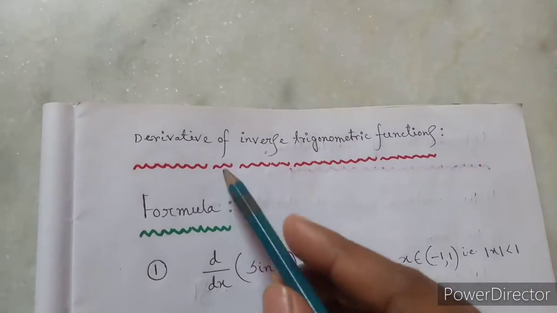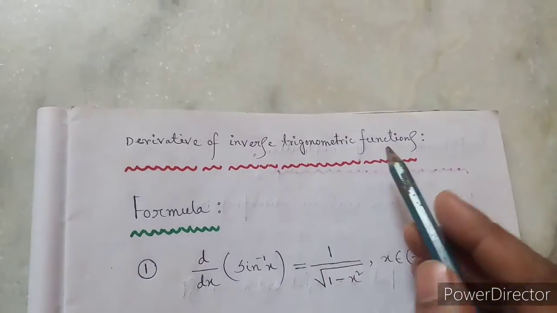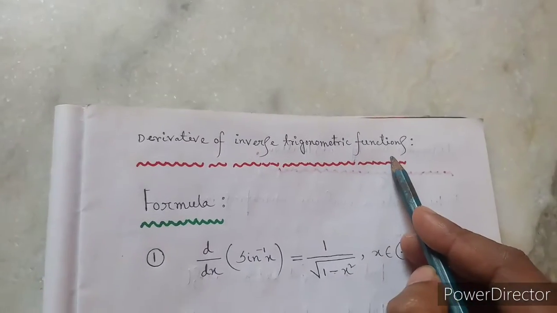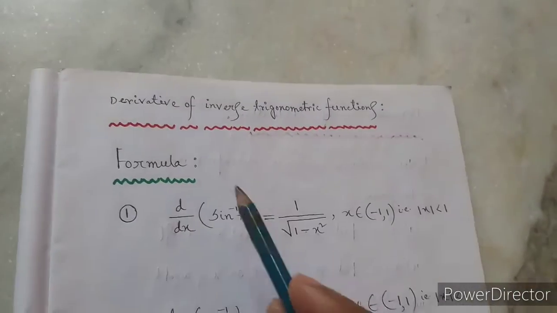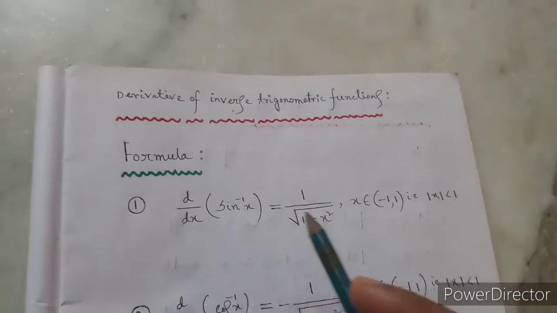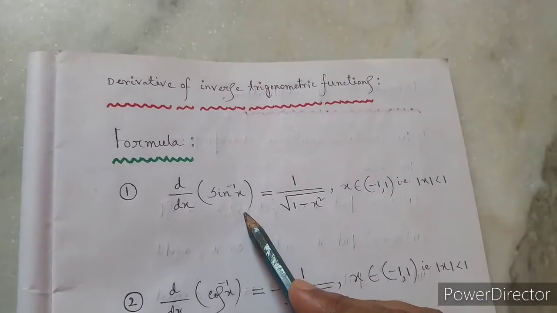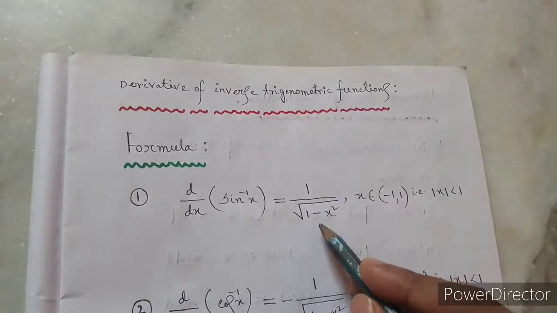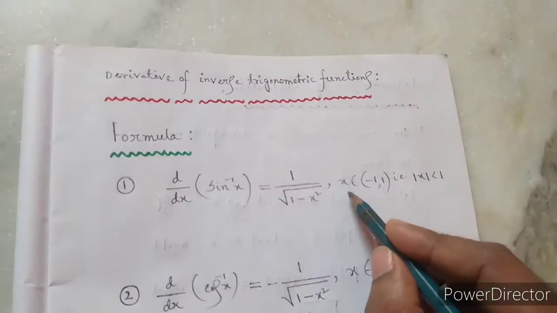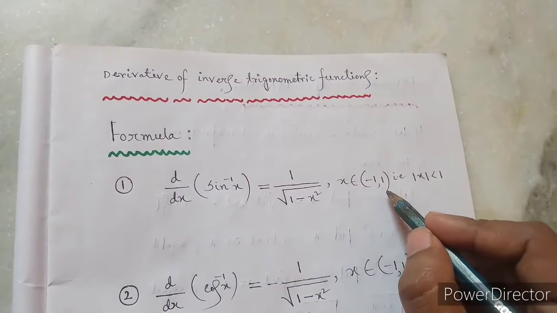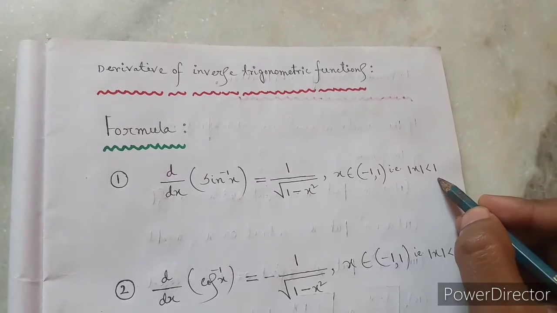Today's topic is derivative of inverse of trigonometric functions. So number one, formula number one, d/dx of sin inverse x is equal to 1 by root under 1 minus x square, where x belongs to open interval (-1, 1). That means |x| < 1.